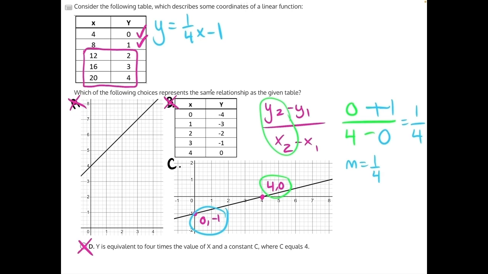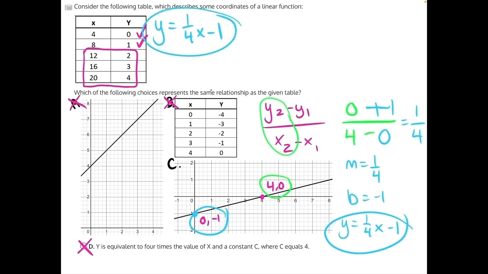And we know that our y-intercept is at negative 1. So we know our b is equal to negative 1. With this information, we can write the equation y is equal to mx plus b, or y equals 1/4 x minus 1. And these equations both match, making answer choice C our correct answer.